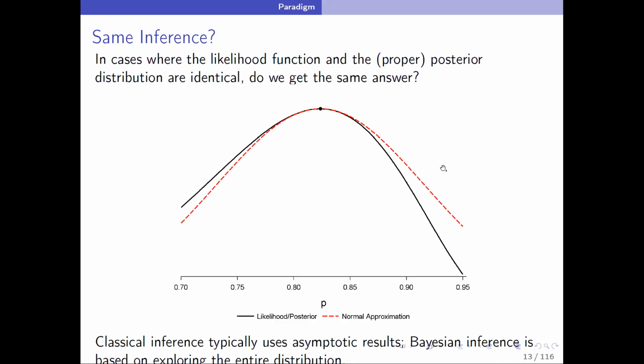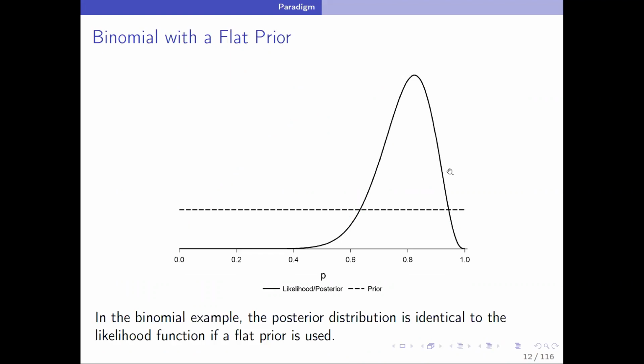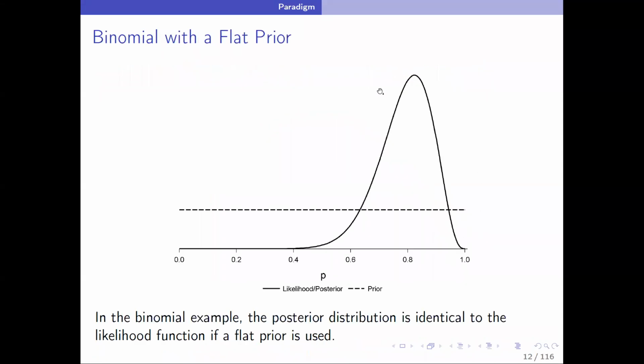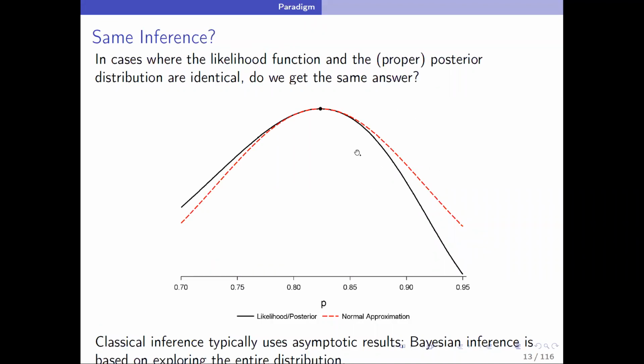And now you ask the question: if the likelihood function and the posterior are identical, do we get the same inference, the same answer? The answer is no. So here we just zoom in on the concentrated area in this region. Okay, so there are two curves. The black curve is the likelihood or the posterior distribution, and this point is the mode, and the red curve is the normal approximation.